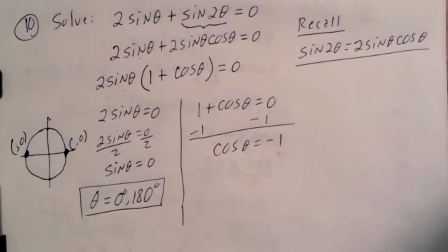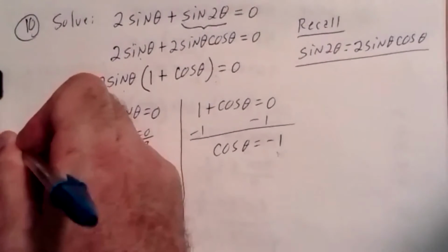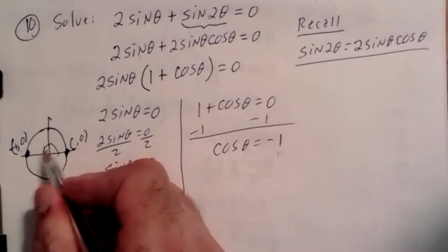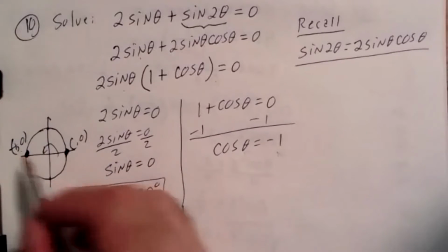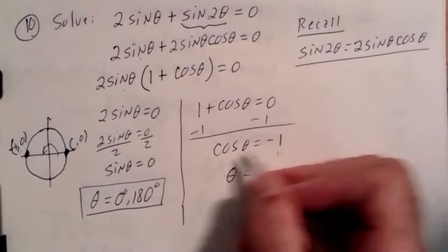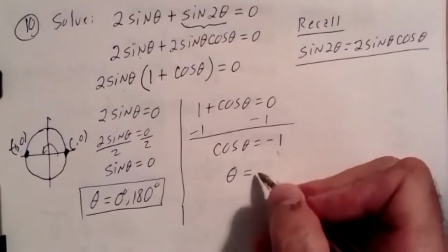Is it 180? 180 degrees. Yep, because this is the point -1, 0 out here. So the cosine of 180 degrees is -1. And that's the only solution to this equation here on the interval from 0 to 360.